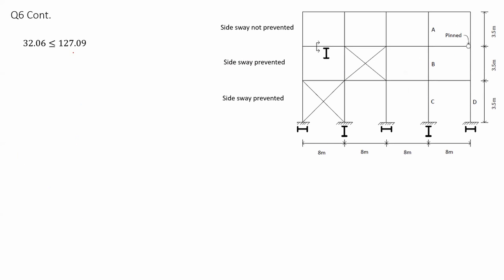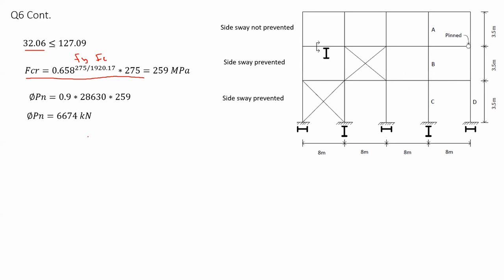Okay, now going back again, so we were at FE. We found FE, we check for the slenderness. Again, it appears that KL over R is this time this value of 127. Now I check for the FCR based on this equation. This is FE, the 1920, and this is FY. And everything would be equal to 259 megapascal. That's FCR. Calculating the capacity of the member. So FCR multiplied by A gross for HEB 650 and multiplied by 0.9 according to LRFD. And you get the capacity of column B to be equal to 6,674 kilonewtons.